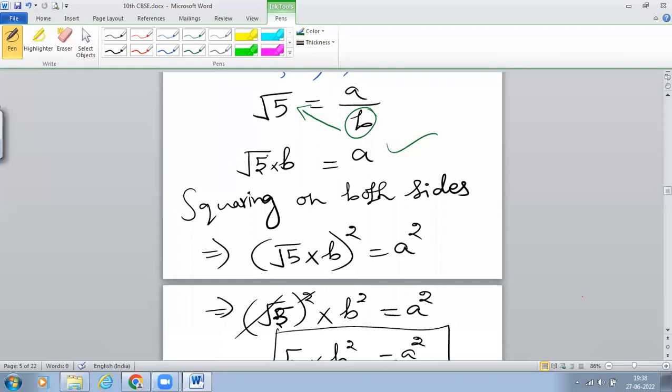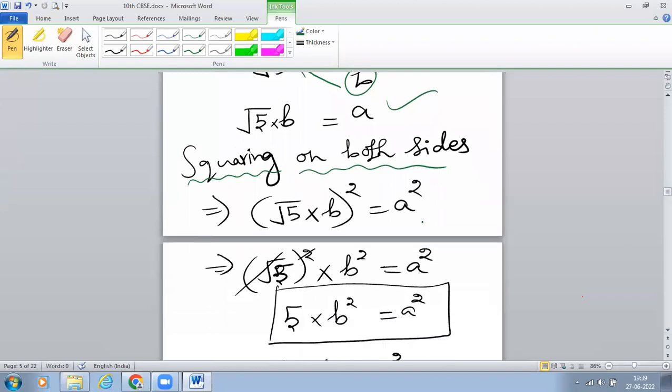Okay. Now, in order to remove this root, I'm going to take squaring on both sides. I'm doing what step? I'm doing squaring on both sides. For this equation, root 5 into b is equal to a. Now, root 5 into b the whole square is equal to a square. Root 5 into b the whole square is equal to a square. Are you able to understand now?